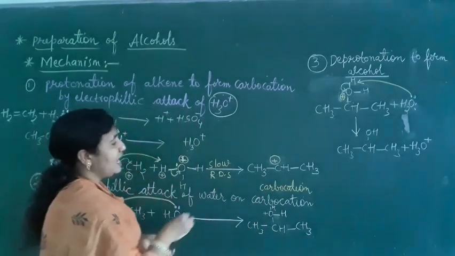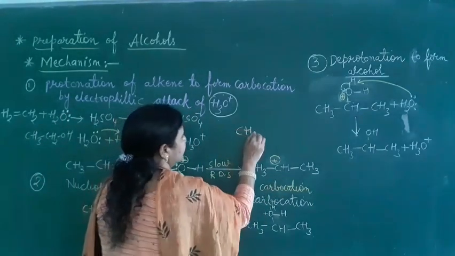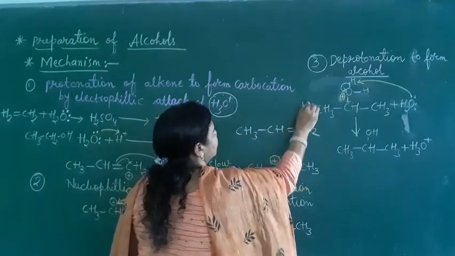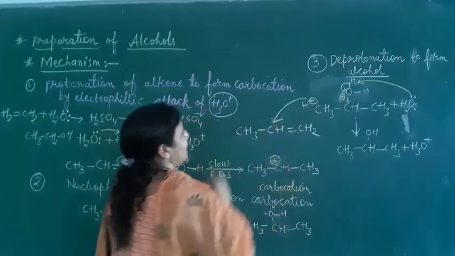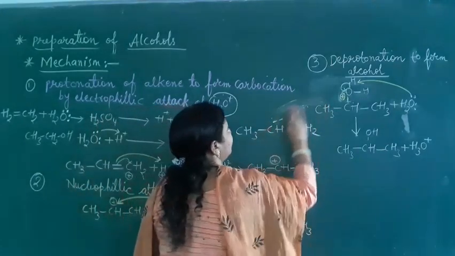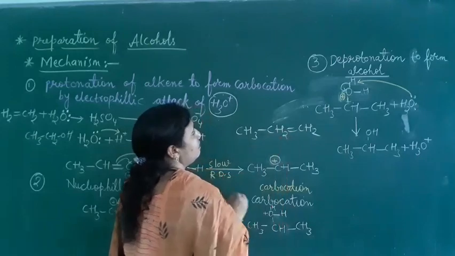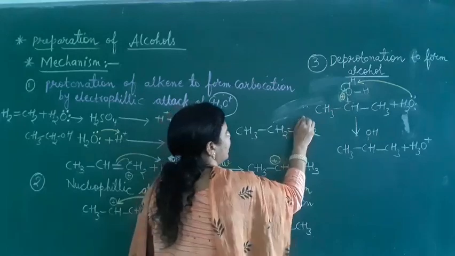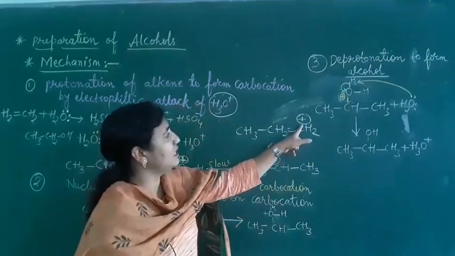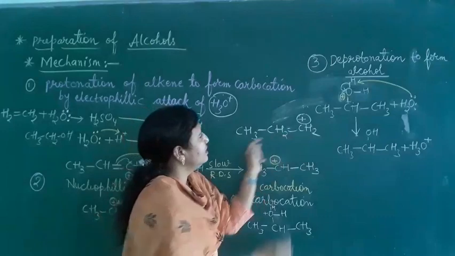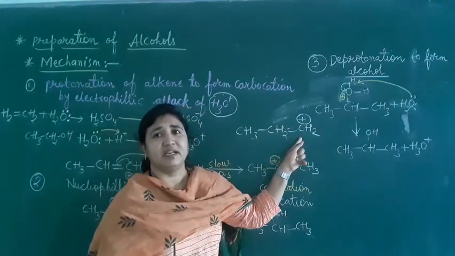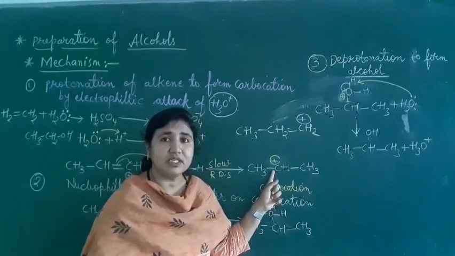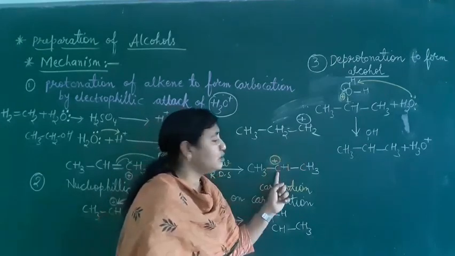And if we take this as our CH3, CH double bond CH2, and if H plus comes and adds to this carbon, what will happen? It will convert into CH2 here, and the plus sign will come on this carbon here. So this is a primary carbocation. And if the plus sign comes here, it is a secondary carbocation. So which is more stable here?